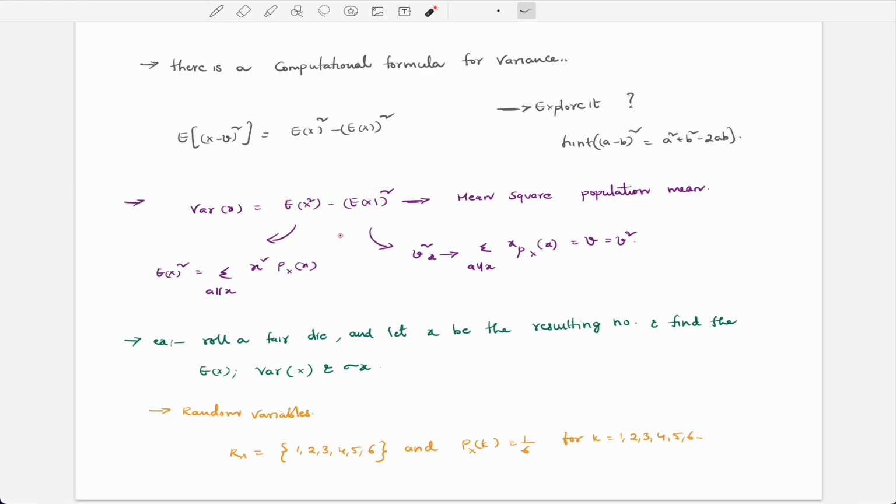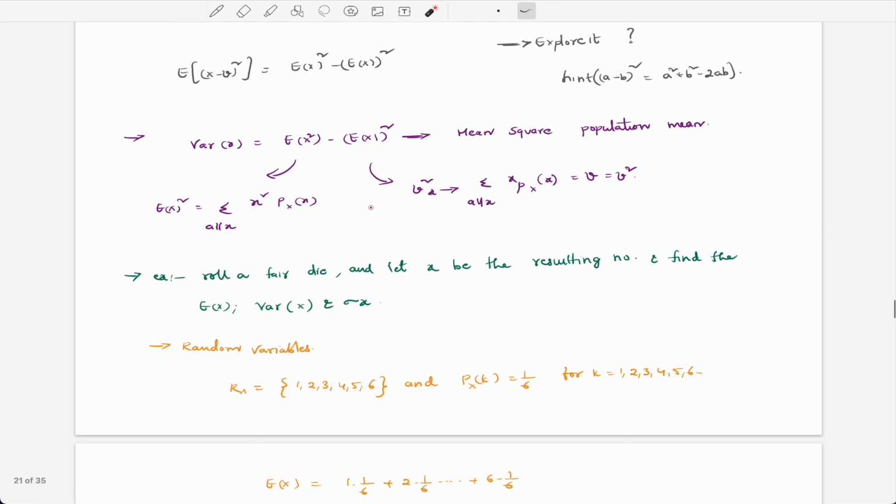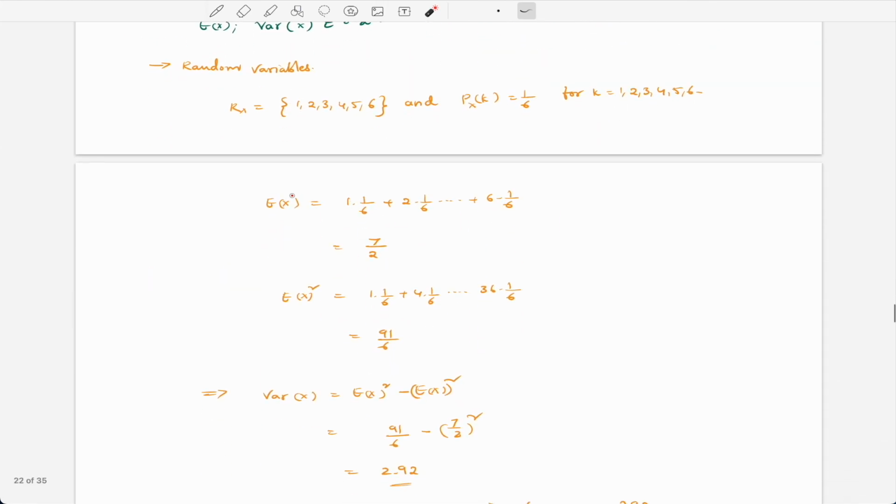For example, if we roll a die and let x be the value of the number, and we want to find the expected value, how are we going to find that expected value? How are we going to find the variance of that? And how are we going to find the standard deviation? This is a very good practical example. How are we going to find that?